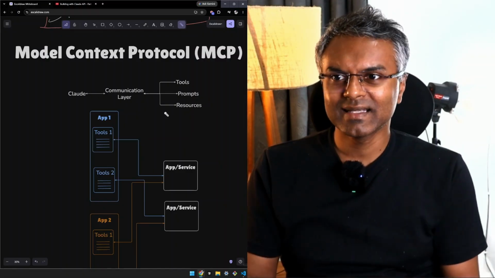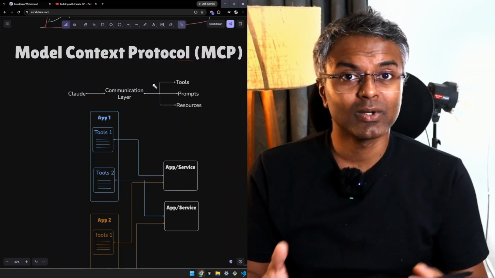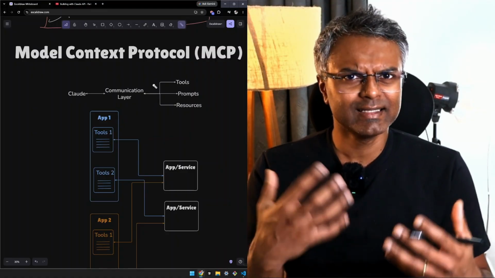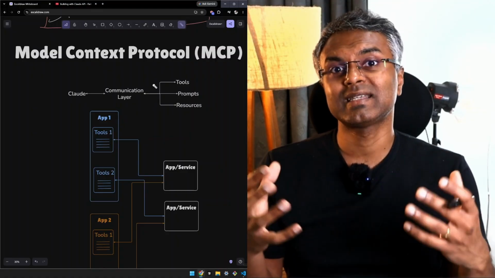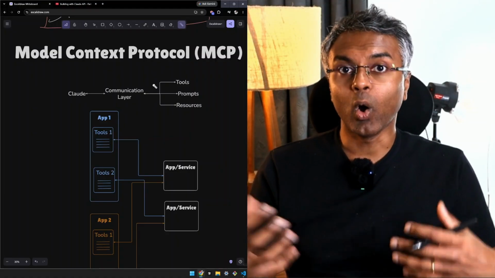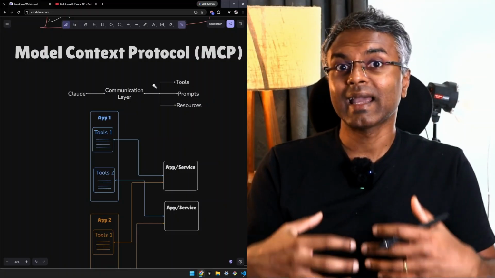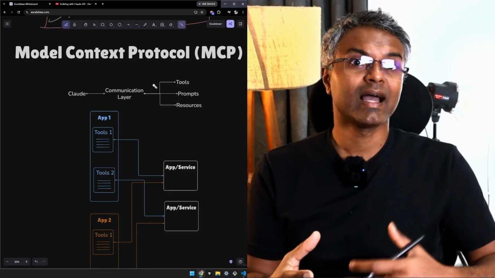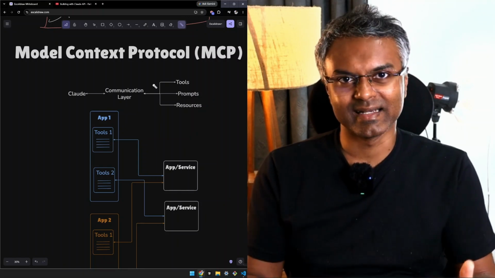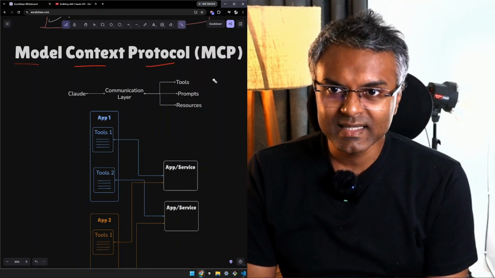So that's where this protocol called Model Context Protocol came about. It actually came about from Anthropic to set up a standardized way in which all these different service providers can create their tools in such a way that all the different LLMs could understand. So that's what we are going to be seeing in this video.